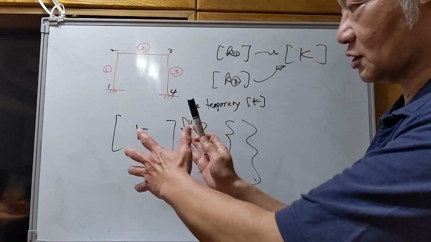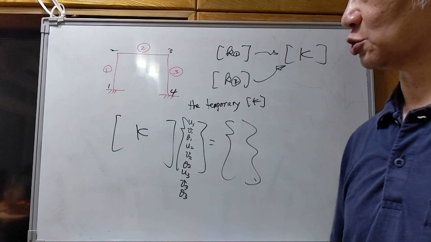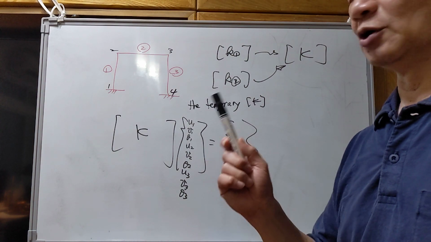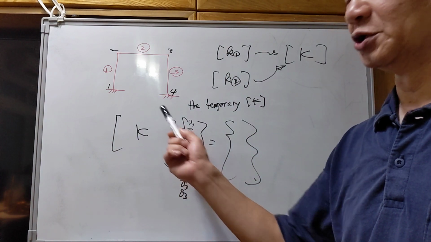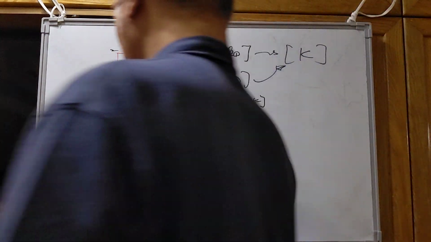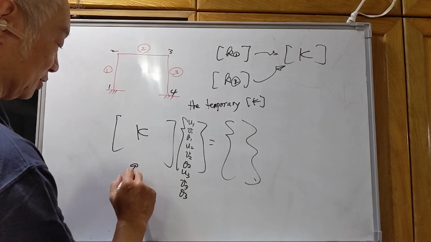Okay, so for the partially assembled K matrix, we need only 9 degrees of freedom. And if we change the dimensions, the global K matrix will be only a 9 by 9.